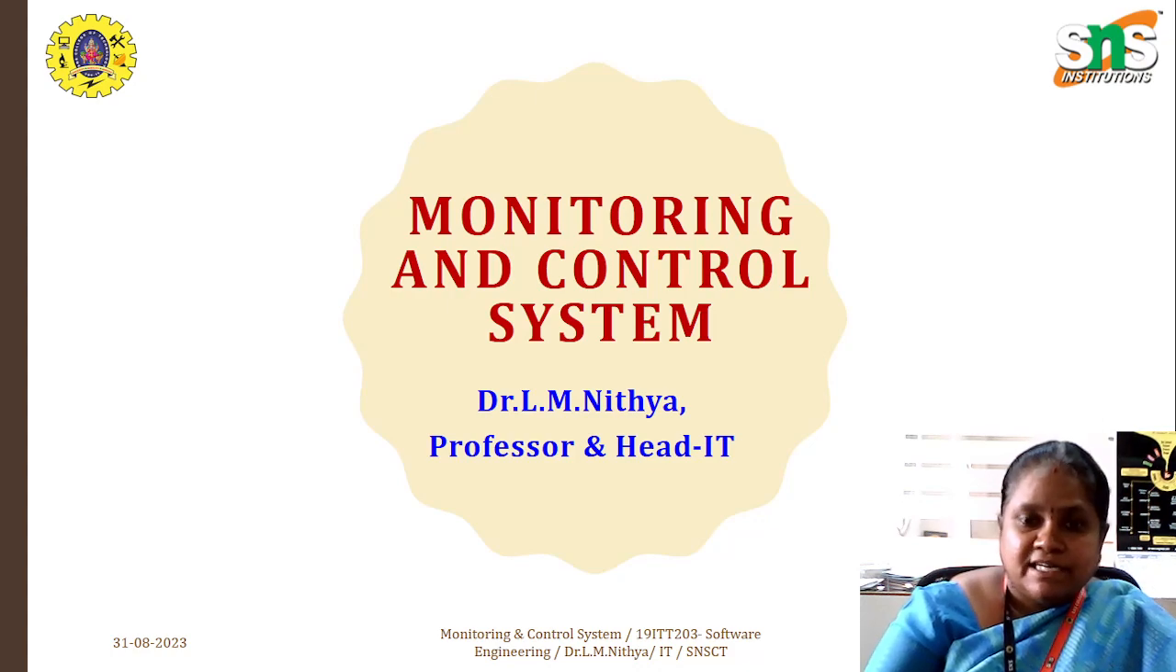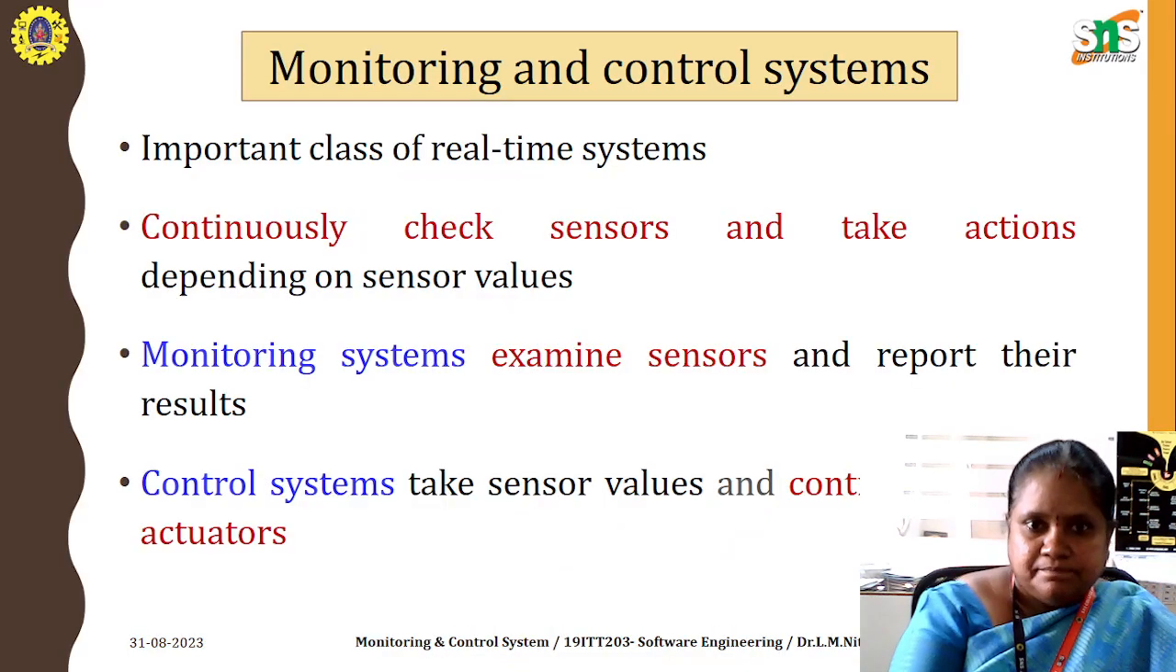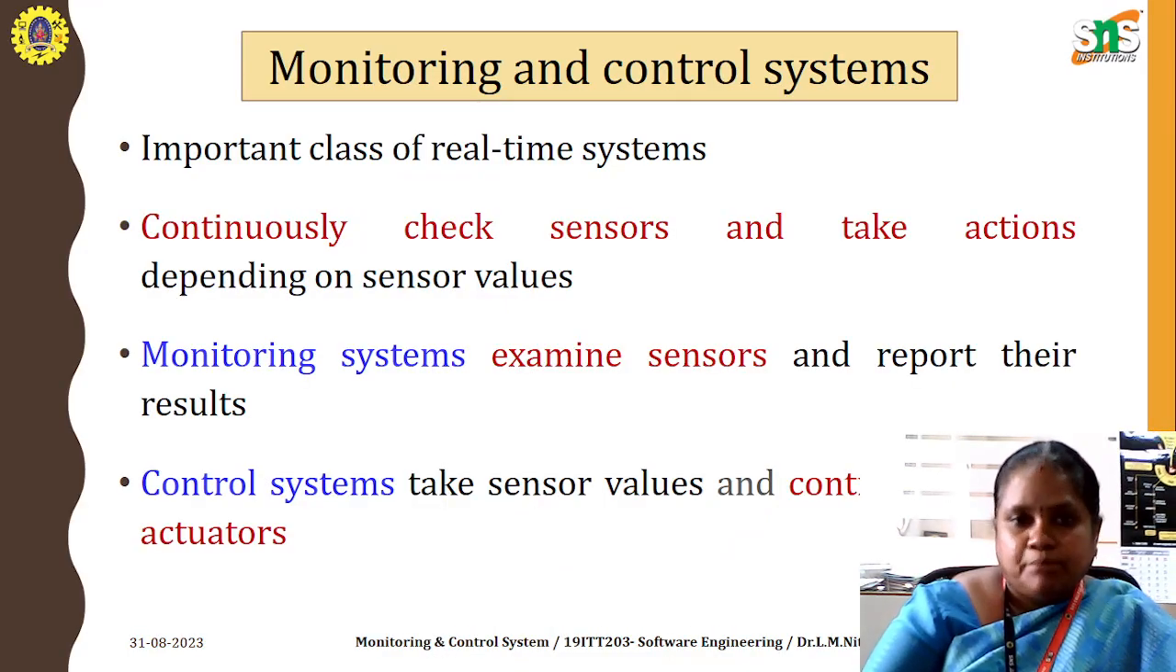And another thing is real-time system will include both functionality as well as timing constraints. So both are needed for a real-time system. Now we see an example of real-time system, that is monitoring and control system, with a simple case study. So it is an important class of real-time system, as I have told now.